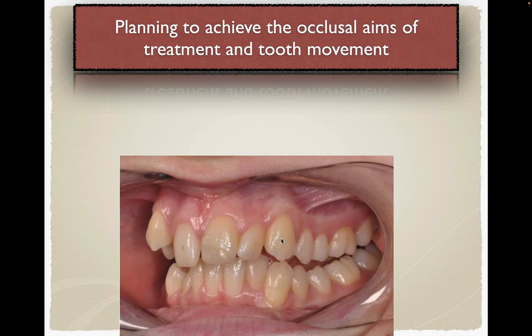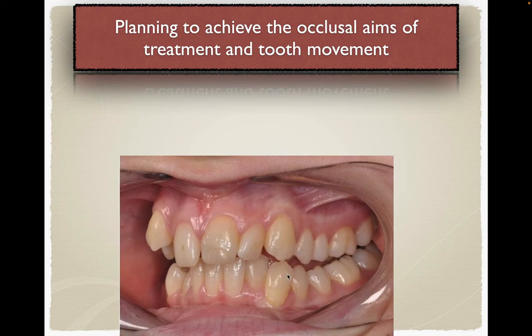So now you need to move to the upper arch and say, okay, we did extraction here. I need to move this canine back into class 1. Remember, when you do treatment planning, you always have to place your canine into class 1. Once you place the canine into class 1, overjet will be automatically corrected. Incisor relationship will be class 1 and you will not have any midline shift. So the canine is the key.